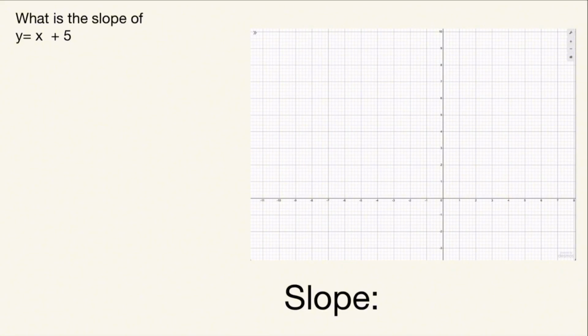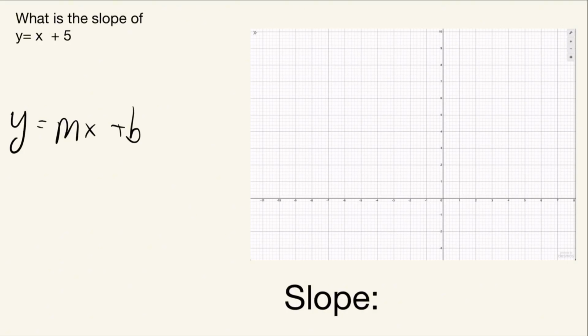So let's start. This question asks us, what is the slope of y equals x plus 5? But before we solve this, we need to learn what the slope-intercept form is. The slope-intercept form is an equation that is y equals mx plus b. Okay, so you're probably wondering, what does this equation stand for?